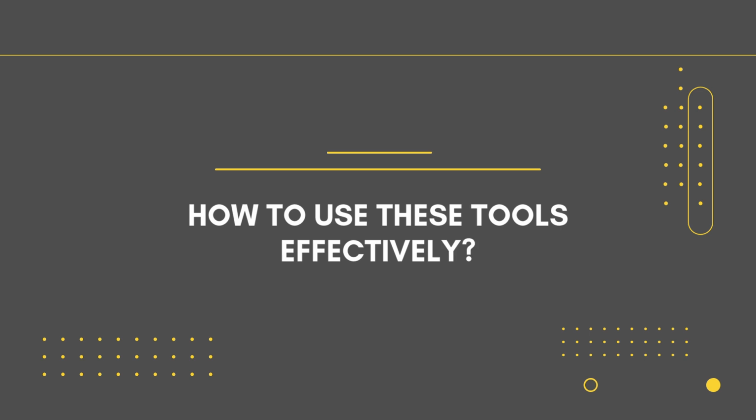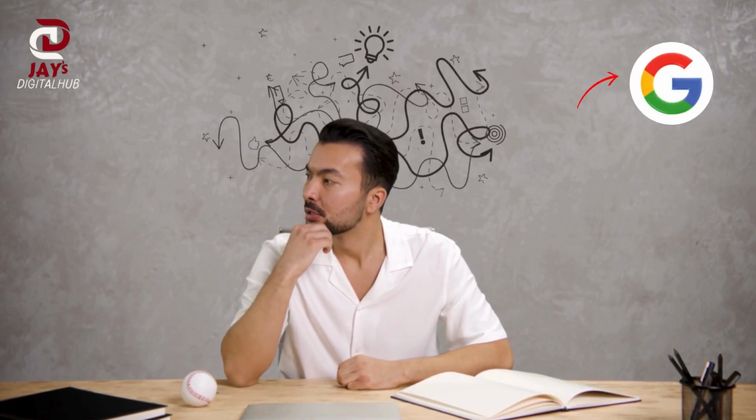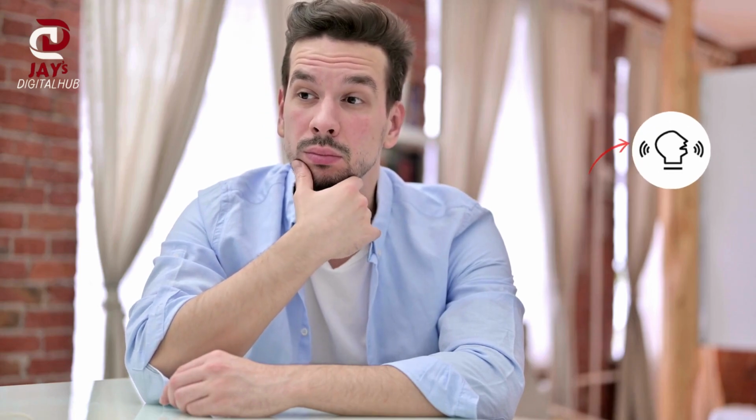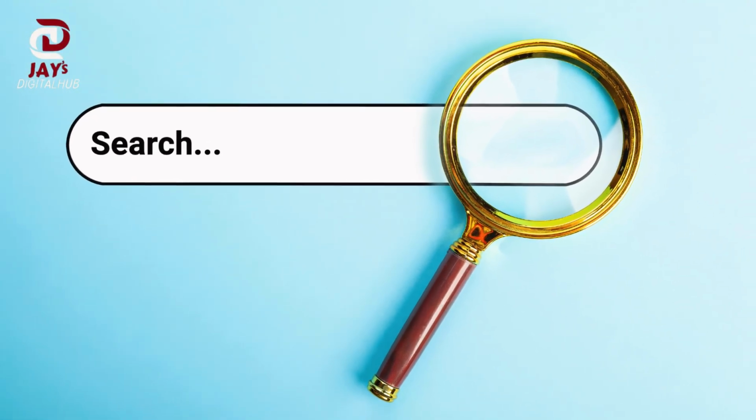Let's walk through it. Here's the trick: use these tools in combination. Start with a general idea in Google Keyword Planner, then dig deeper with Ahrefs or SEMrush. When you want content ideas, hit up Answer the Public. This will make sure you're covering all your keyword bases.